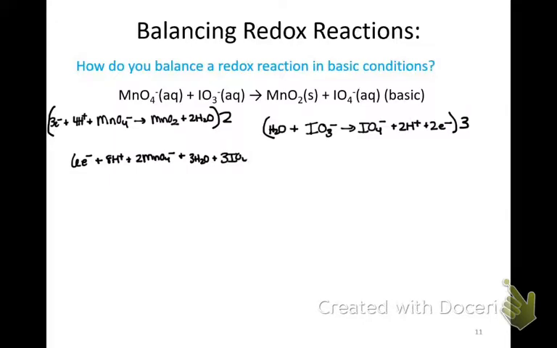Alrighty. And then we'll do the same thing for the products. We got 2 manganese dioxides plus 4 waters plus 3 IO4 minus plus 6 protons plus 6 electrons. All right, and then we'll cancel out things that are the same on both sides. So our electrons should cancel. That's good. Most of our protons cancel, and most of our waters cancel. Alrighty, so we can add all of that together.